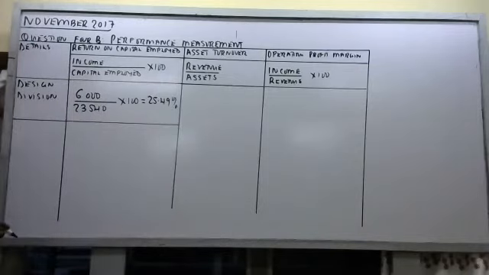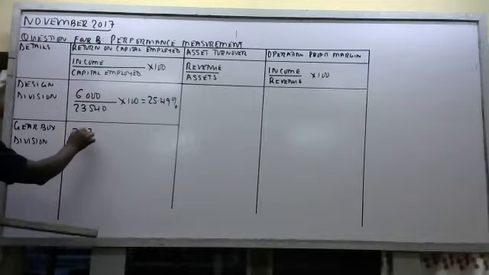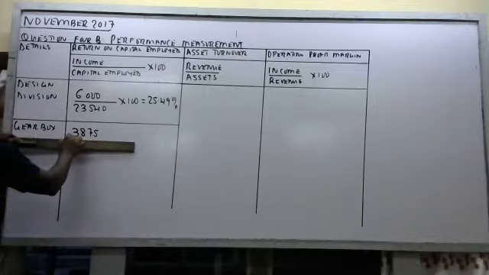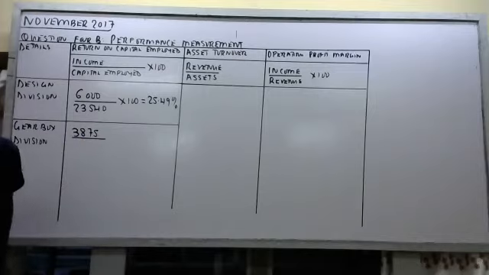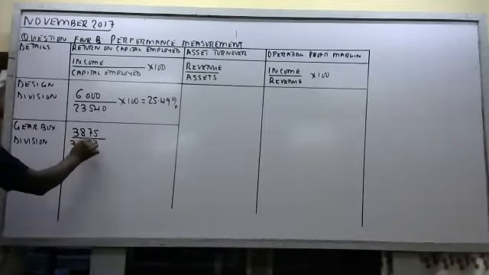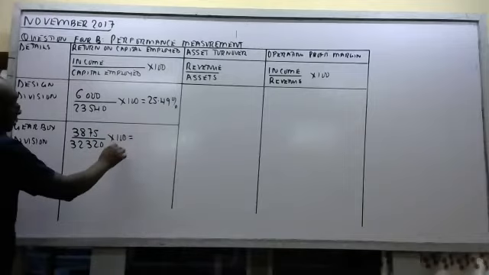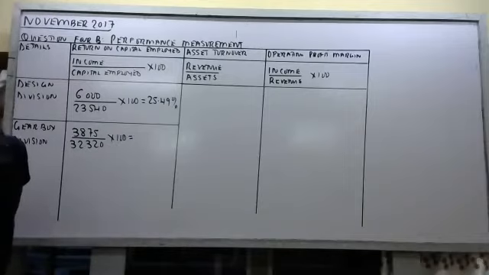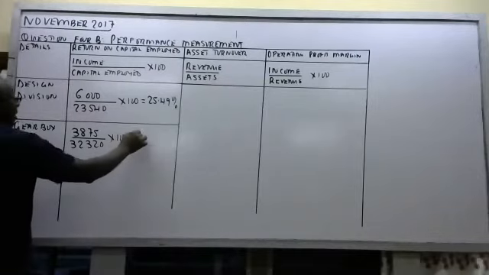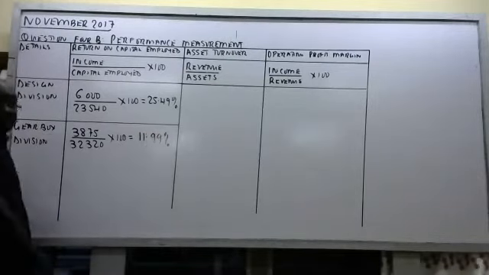Let us come to the other one called gearbox division. You do the same. The profit is 38.75 and the capital employed is 320. 320 times 100. What do you get? 11.99%.